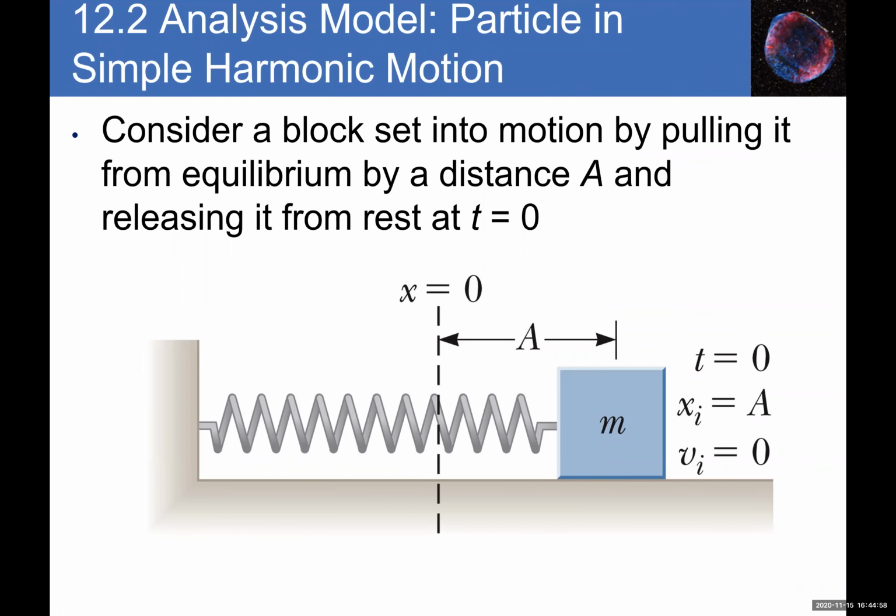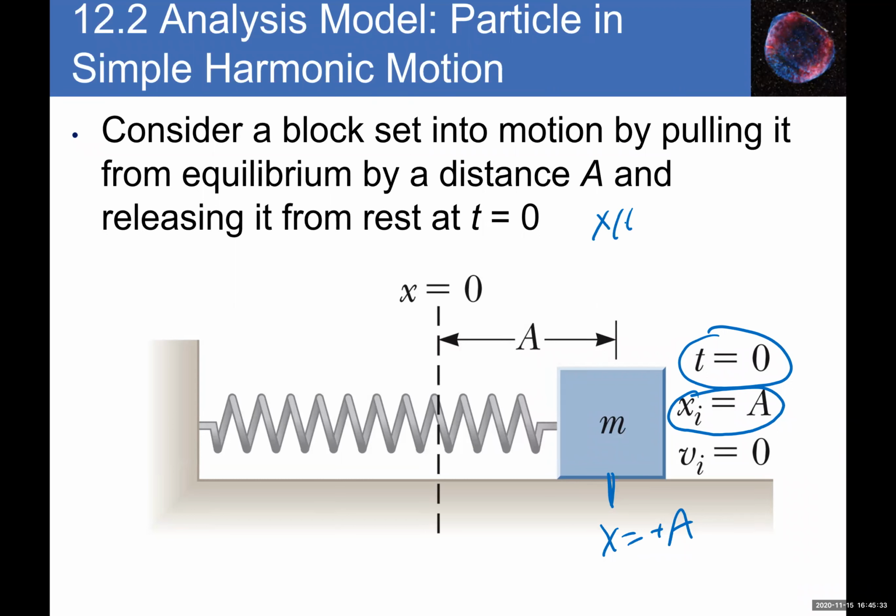All right, so now what we can do here is, in terms of using the initial conditions, we can find the phase constant, for example. So remember, let's say consider a block set in motion by pulling it from equilibrium by a distance A and releasing it from rest at t equals 0. That means when it's at x equals plus A, right, you release and you start your timer. That means this is the initial position at t equals 0.